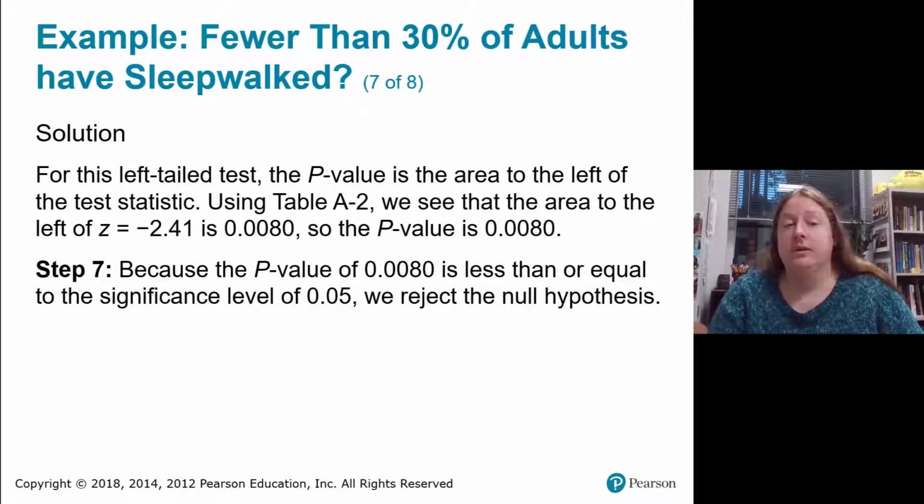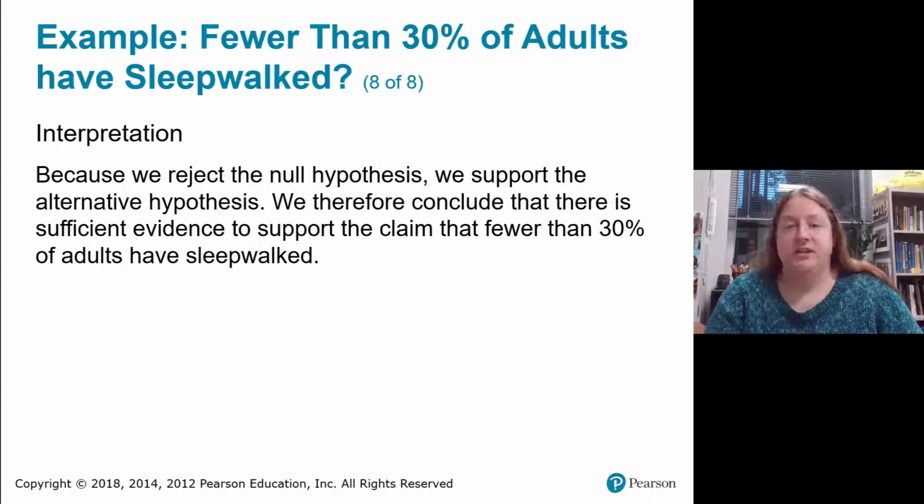So for our p-value method, we're going to look at z equals negative 2.41 in table A2 and find the probability associated with it is 0.0080. Since the p-value of 0.0080 is less than or equal to the significance level of 0.05, we reject our null hypothesis. And in our interpretation, because we reject the null hypothesis, we support the alternative hypothesis. We therefore conclude that there is sufficient evidence to support the claim that fewer than 30% of adults have sleepwalked.